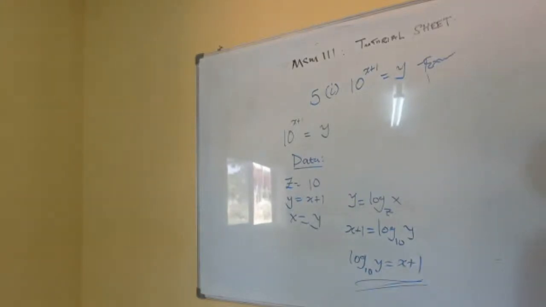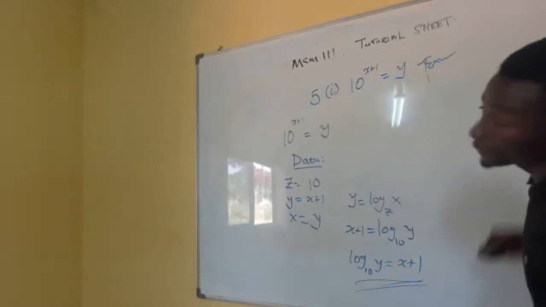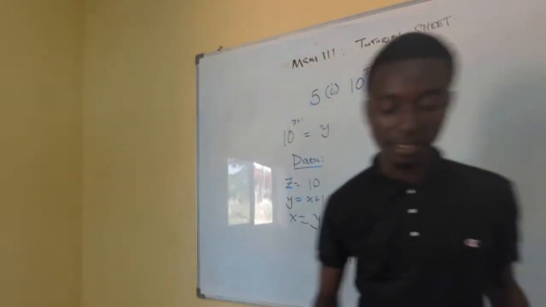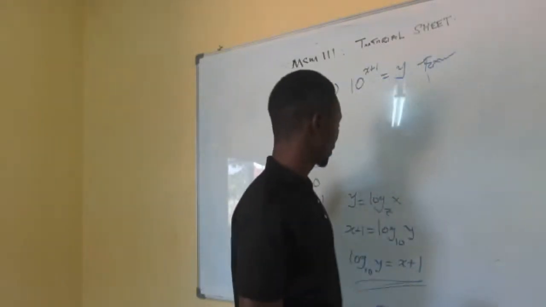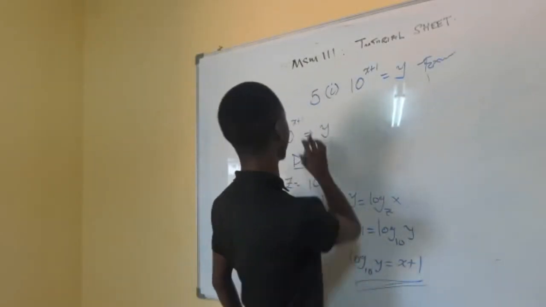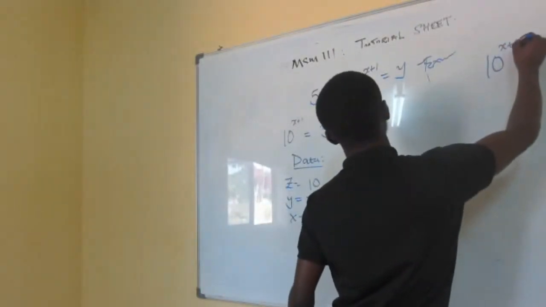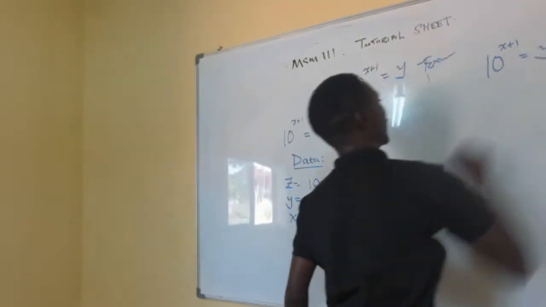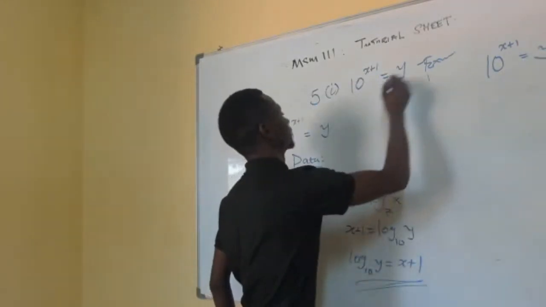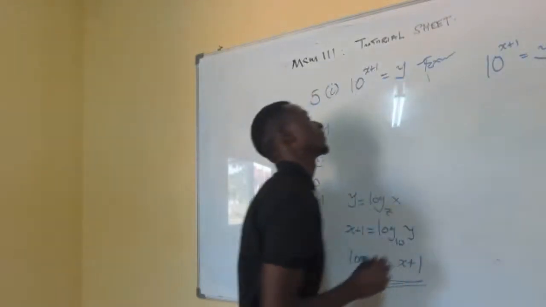So let me show you another method you can use. If you feel you can't manage collecting the like terms, the other method that you can use to solve a question like this one is this. So now let's do this. Where is the question? The question is there. We have 10 to the power x plus 1 equal to y.